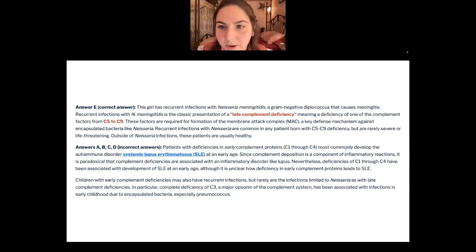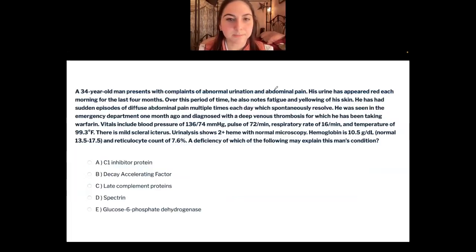And I wanted to talk about here too, that's kind of what he's saying down here. Yes, if you have early complement deficiencies, you might have recurrent infections, but nothing limited to Neisseria, like not having Neisseria 5 times. If you have a C3 deficiency, of course you might have Neisseria maybe once, but more so it's going to be something like strep pneumonia. Okay, next one.